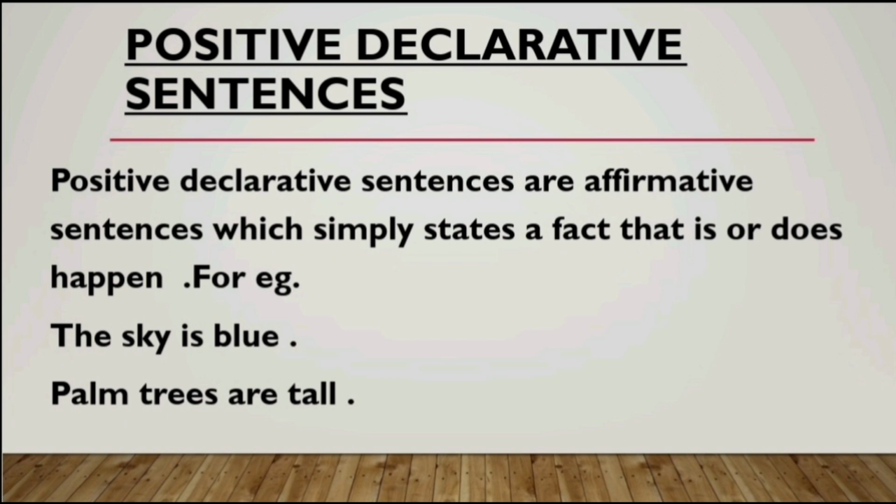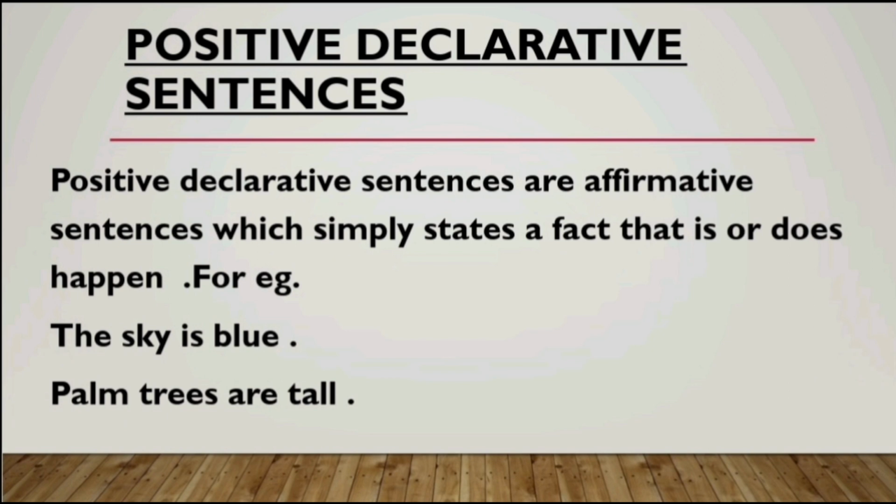Positive declarative sentences are affirmative sentences which simply state a fact that is or does happen. In simple words, positive declarative sentences are affirmative sentences, meaning they affirm a fact and they basically tell that something is like that of something, and it states a fact, it states a truth, and it says that something happened according to the speaker or the writer.